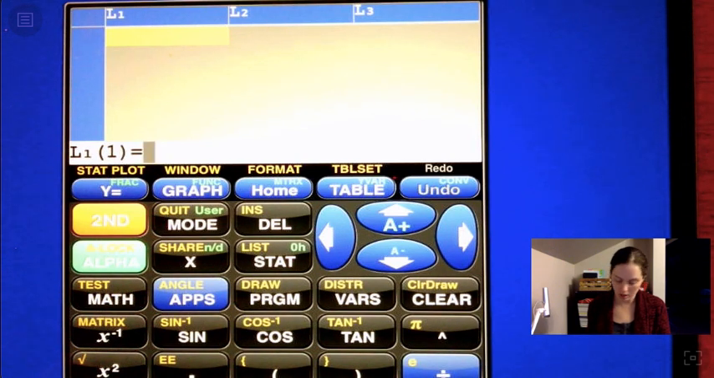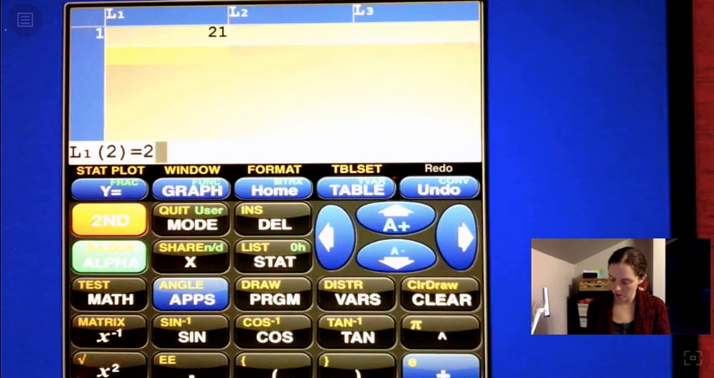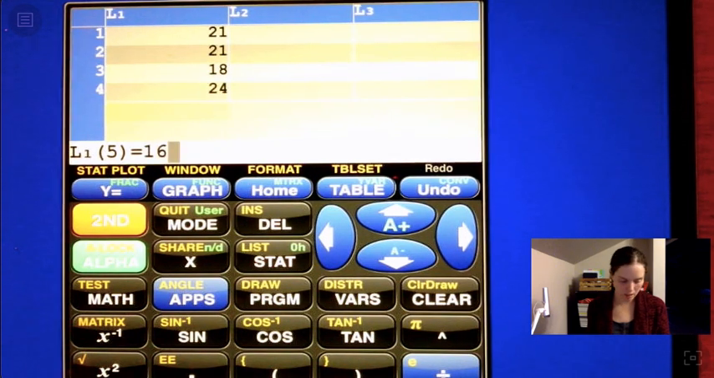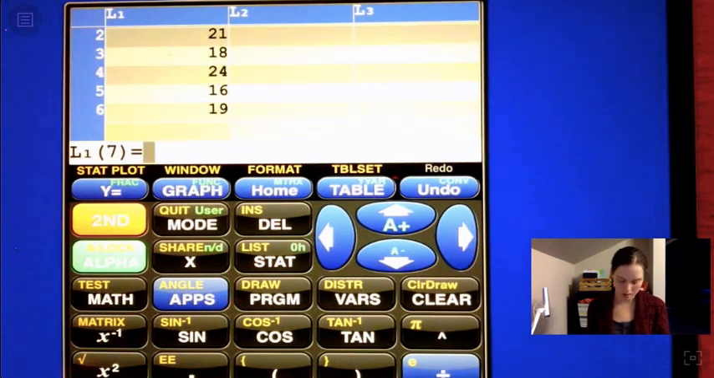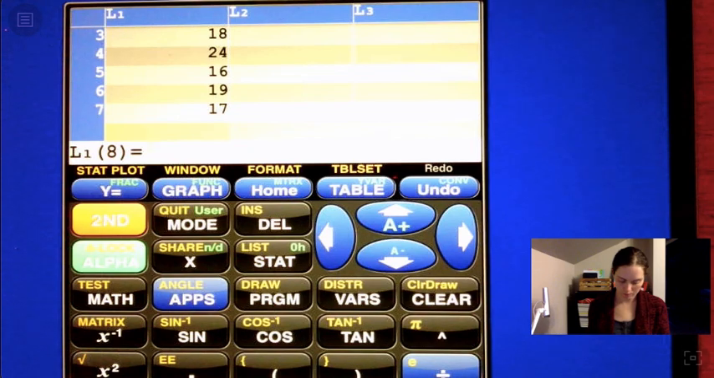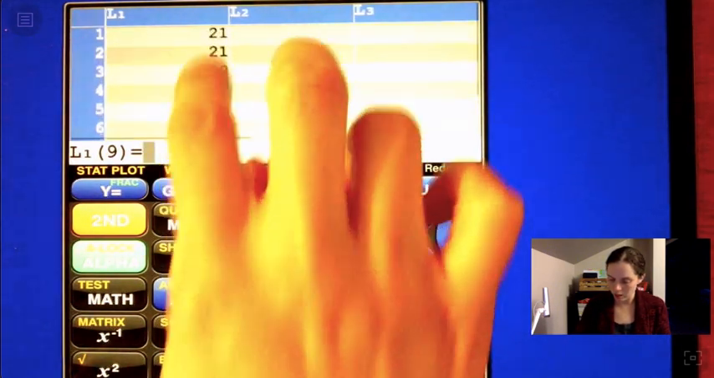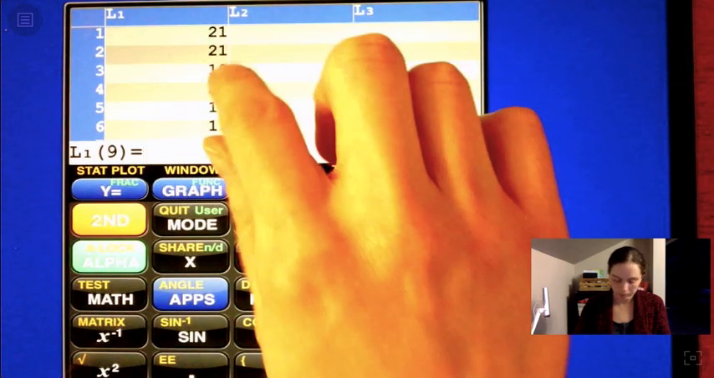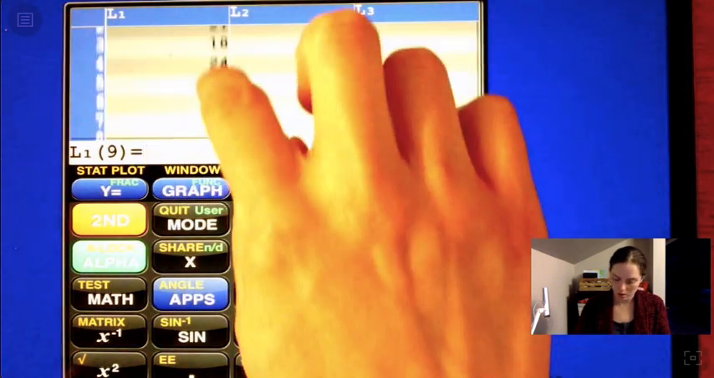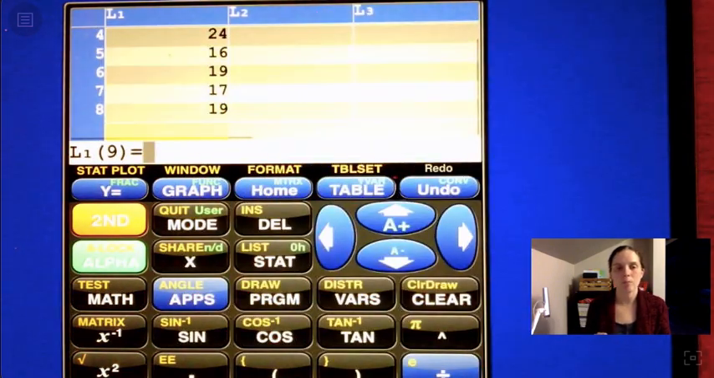Okay, in L1, I'm going to do the length. So the length: 21, I'm just going to go straight down that column. 21, 18, 24, 16, 19, 17, and 19. I'm going to double check that I did all of those right. Okay, so that's all of the stuff for list 1.